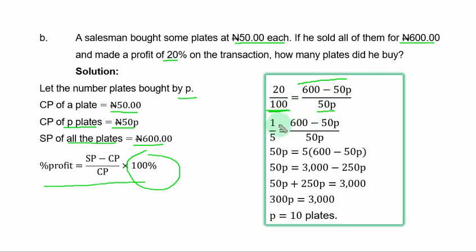If you reduce this, you have 1 over 5 equal to the right hand side. Cross multiply, you have this result. If you expand the right hand side, you have this result. Collect like terms, you have this result. When you add, you have 300P equal to 3000. Divide through by 300, P is equal to 10 plates. So the number of plates bought by the salesman is 10.